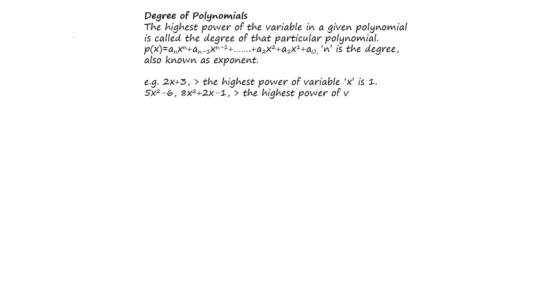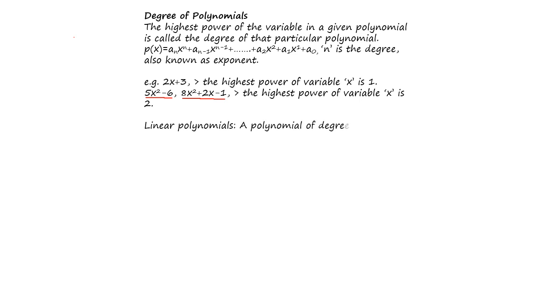In 5x² - 6 or 8x² + 2x - 1, the highest power of the variable x is 2. Here, in 5x² - 6, the number of terms is 2. In this case, the number of terms is 3. But the highest power of x is 2. So, in both the cases, whether it's 5x² - 6 or 8x² + 2x - 1, the degree of the polynomial is 2. Depending upon the degree of the polynomial, there are different classifications of the polynomial. Let's go by that.